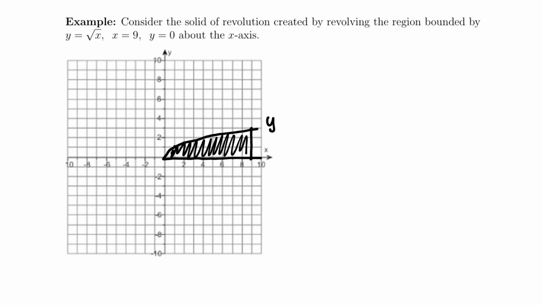So the first thing I want to make sure we have is exactly what's going on. We have y equals square root of x. We have x equals 9. We have y equals 0. The very first step is to make sure you have the right region. The second step is to make sure you know what axis you're going around. In this case, we're going about the x-axis. So that makes the x-axis my axis of rotation.